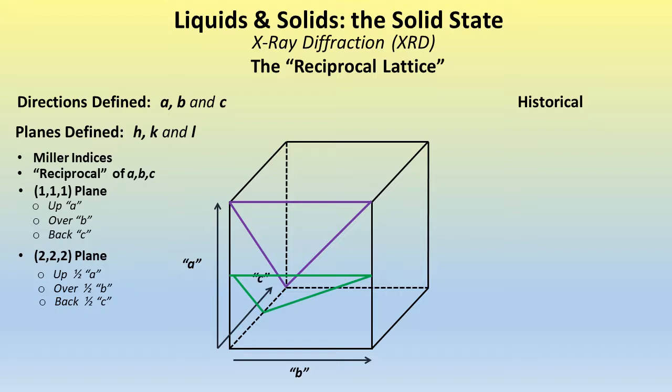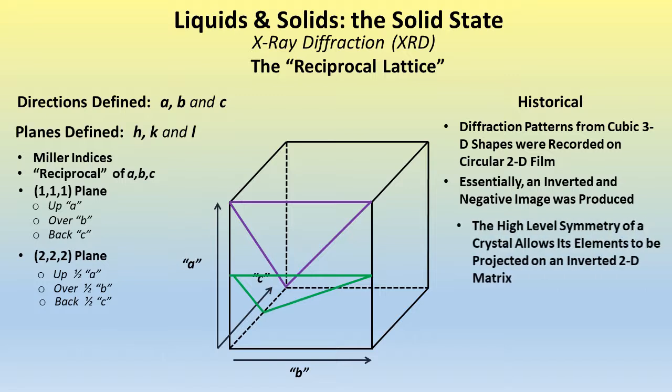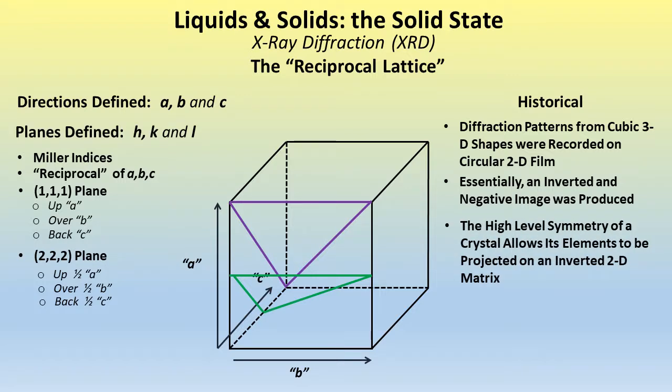Historically, diffraction patterns were recorded on circular film, which is 2-dimensional from a 3-dimensional cubic array. Essentially, what was produced was an inverted and negative image. Technically, the high level of symmetry of the crystals allows its elements to be projected into an inverted 2D matrix, hence the reciprocal lattice.